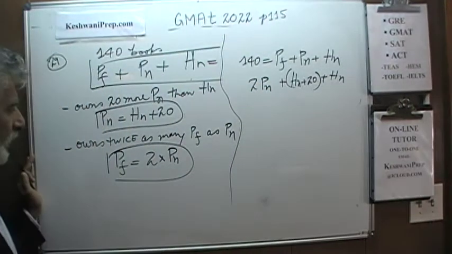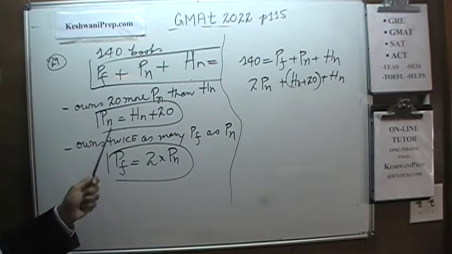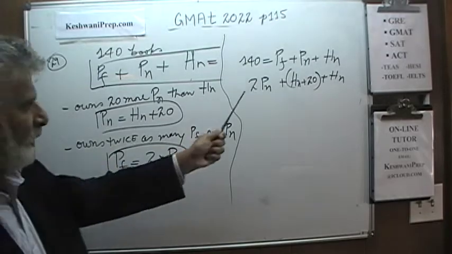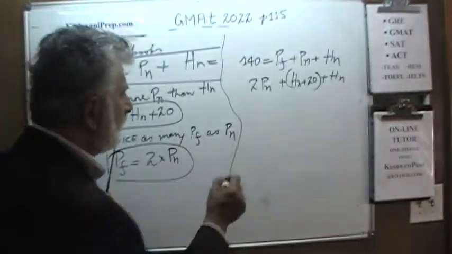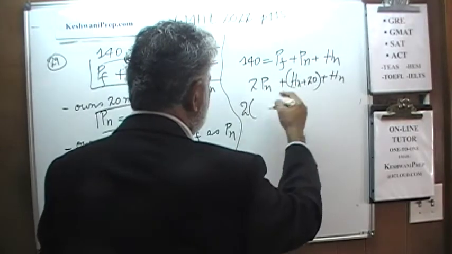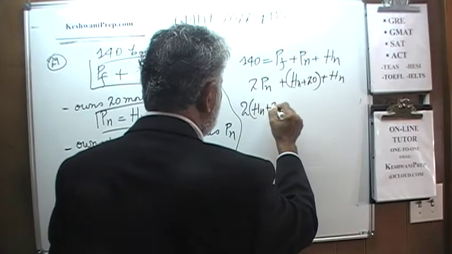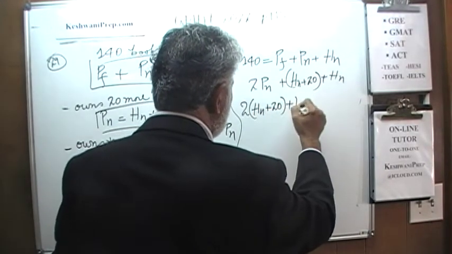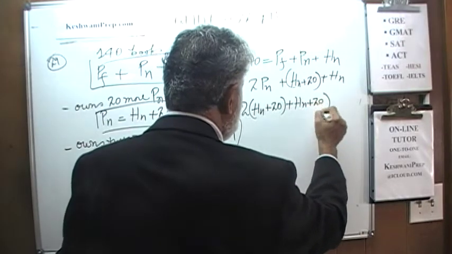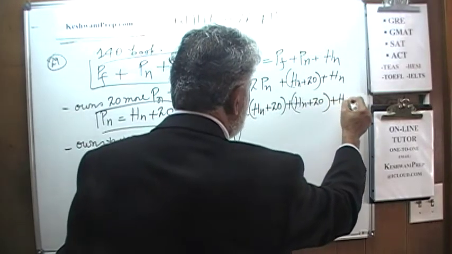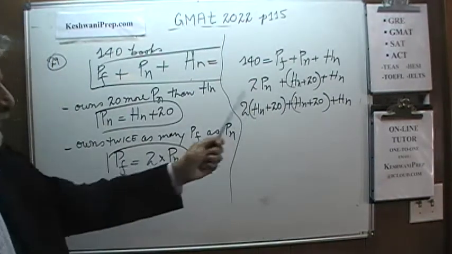We're going to continue here and make the substitution one more time. Paperback non-fiction we know is this quantity. We substitute this quantity here, and we end up with 2 times hardcover non-fiction plus 20 plus this quantity plus this quantity, and all of that has to equal 140.